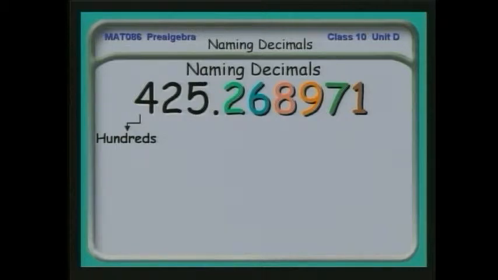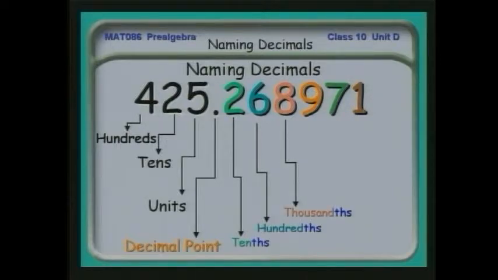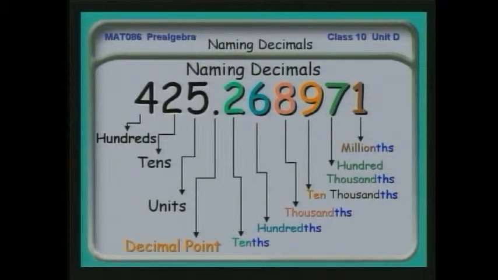And when we're dealing with whole numbers, we started with hundreds, tens, units. Then we have the decimal point. Everything to the left of the decimal point is greater than 1. Everything to the right of the decimal point is less than 1, and we name it as tenths, hundredths, thousandths. Notice the THS. 10,000ths, 100,000ths, and finally millionths. Of course, you can go past there, always getting smaller and smaller and smaller terms.